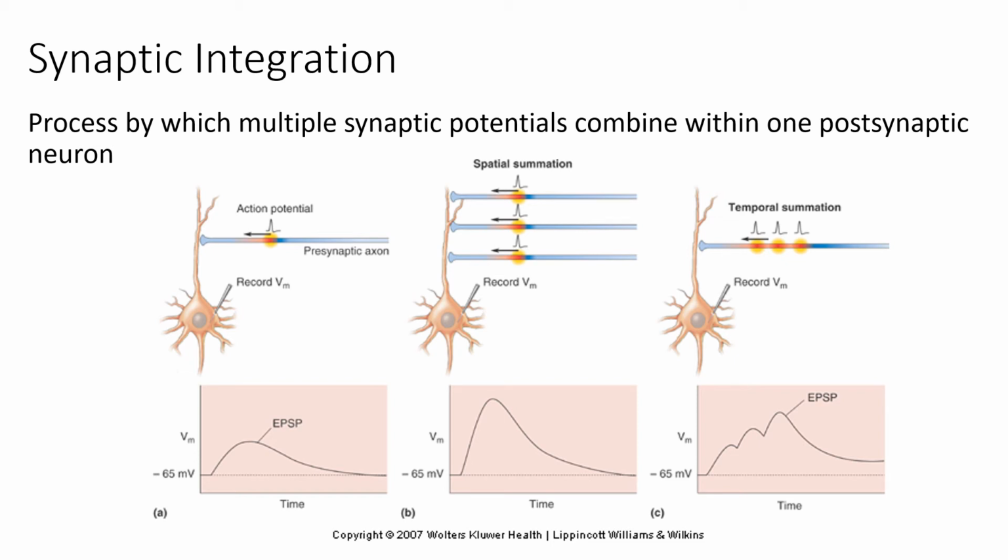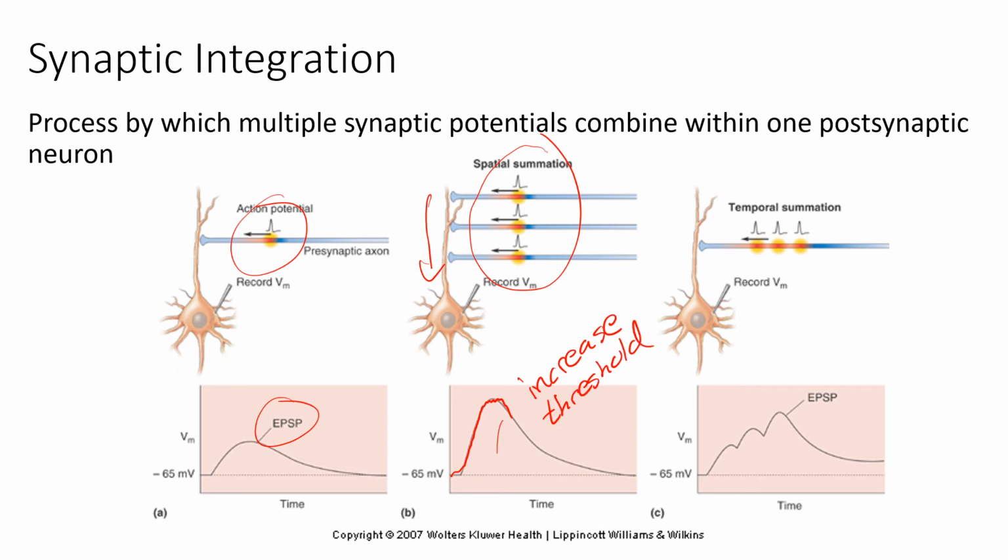So say we get one action potential, great. We get this small EPSP when we record it in the soma, in this first one right here. However, now we get 3 action potentials that come in, and spatially they'll add together as they make their way towards the soma, and now you can see we've got a much larger excitatory postsynaptic potential. This is increasing the chance of reaching threshold, right? So more likely to produce an action potential.